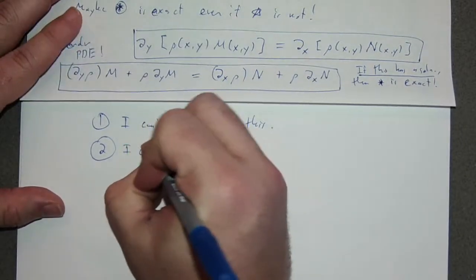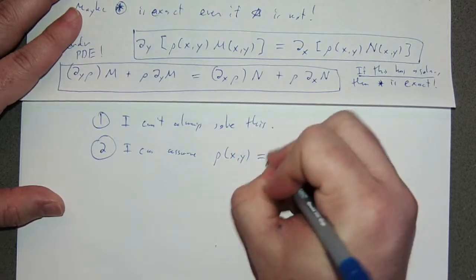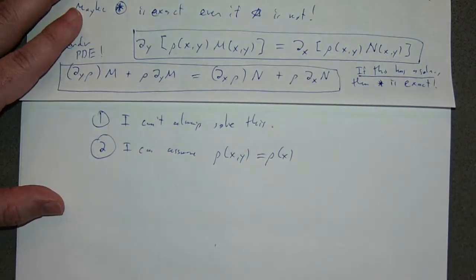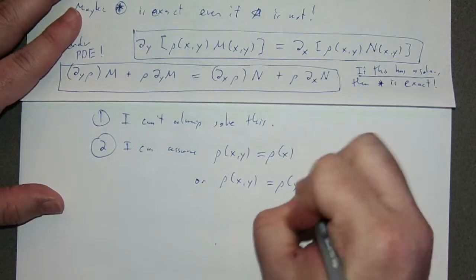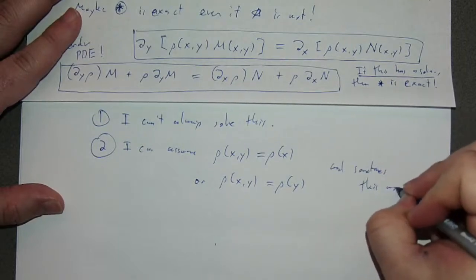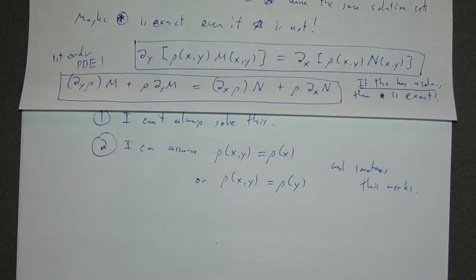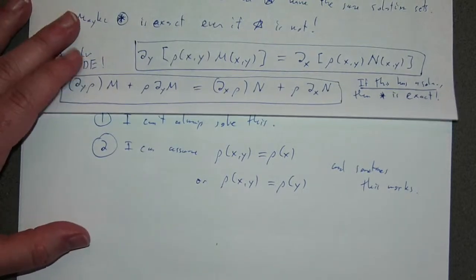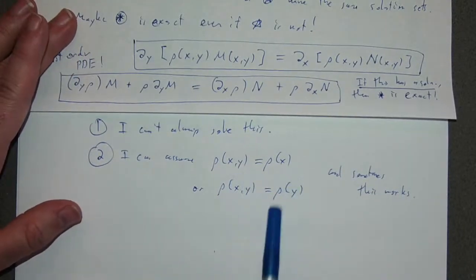So I can assume rho of xy is actually just a function of x, or rho of xy is just a function of y, and sometimes this works. Now, in this course, this is always going to work whenever you would need to do this, because I'm not going to be so mean to give you a problem that leads to nowhere. So you can't always solve this, but you can assume that maybe rho actually only depends on x or y.